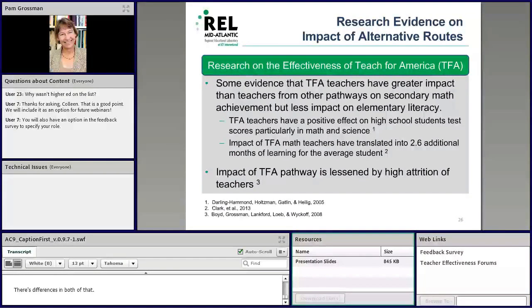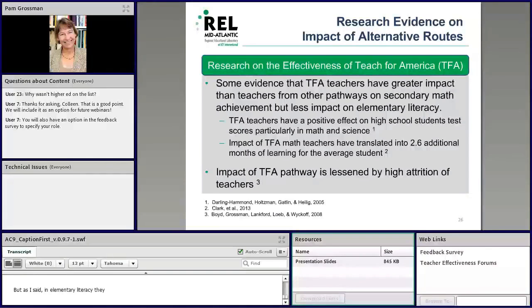Most of this research has been done on the effectiveness of Teach for America, in part because it's been around for quite a while and there's been an interest in looking at its impact. Across multiple studies, there's some evidence that teachers from Teach for America have a greater impact than teachers from other pathways on student achievement in secondary math, that's middle and high school math, but less impact on elementary literacy outcomes. So again, we've seen this finding, and you can see the citations at the bottom of the screen, that for math and science, the TFA teachers seem to be slightly more effective than teachers who are coming through other pathways. But as I said, in elementary literacy, they're a little less effective.